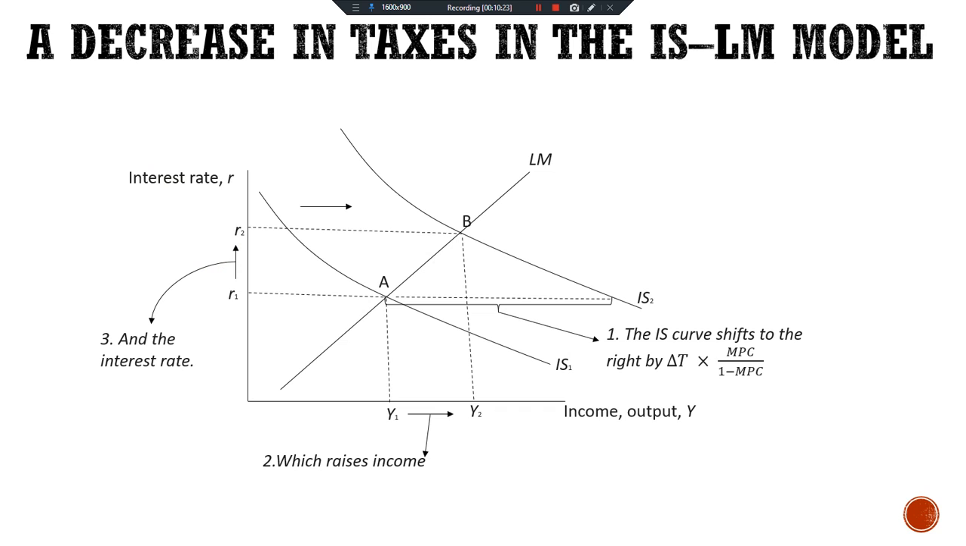So this figure illustrates that the IS curve shifts to the right by this amount, delta T times MPC over 1 minus MPC. The equilibrium of the economy moves from point A to point B. The tax cut raises both income and interest rate, income from Y1 to Y2 and interest rate from R1 to R2. Once again, because the higher interest rate depresses investment, the increase in income is smaller in the IS-LM model than it is in the Keynesian cross.